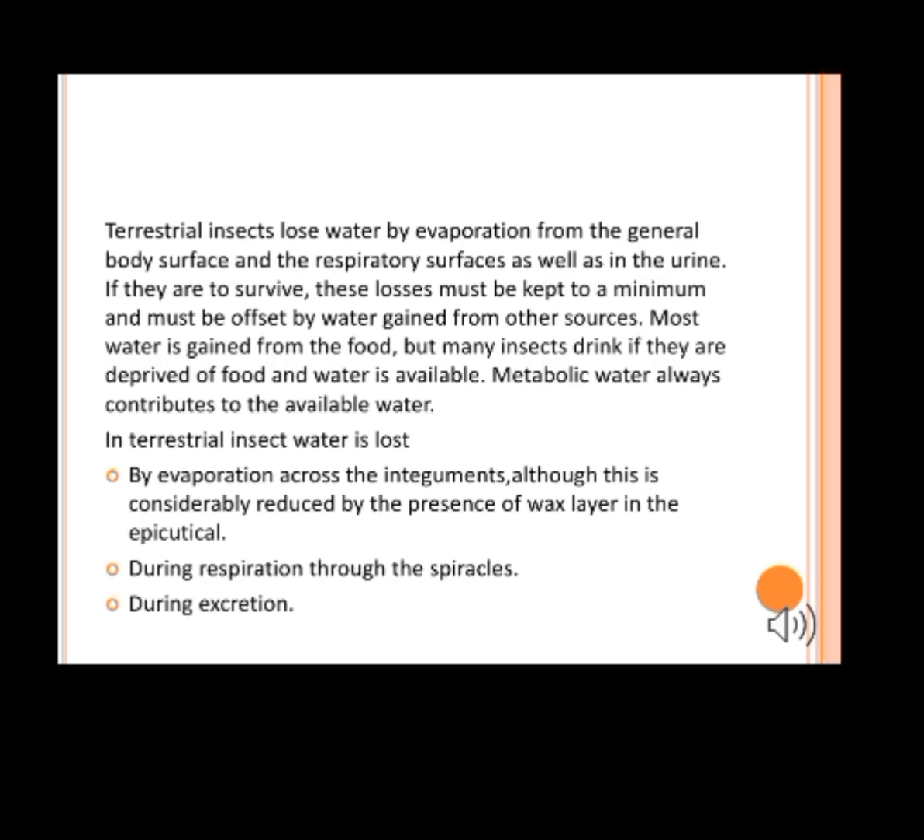Most of the water is gained from the food source, and when they are deprived of food, water is available through metabolic water. In the terrestrial insect, water is lost by evaporation across the integument. This is reduced by the presence of a wax layer in the epicuticle. It can also be lost through respiration through the spiracles and during excretion.